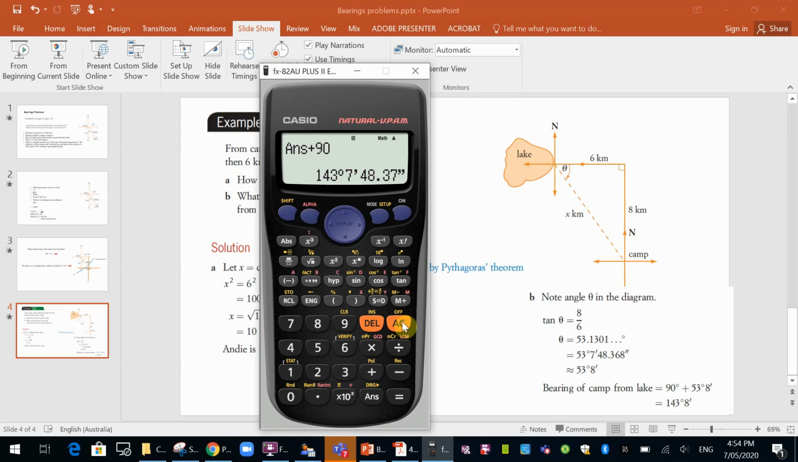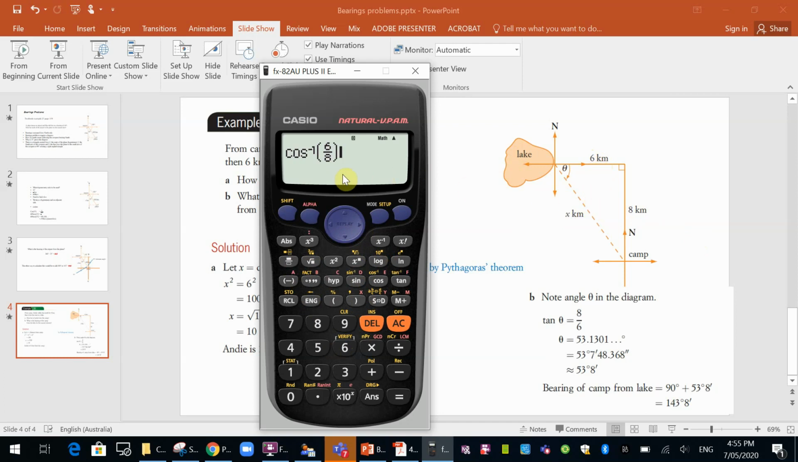Just one more thing. With this, because we know all three sides, 8, 6 and 10, we could use any trig ratio. So I'll just use one more. We'll do cos. Shift and cos. Now cos is adjacent over hypotenuse. Now here's our angle, here's our adjacent, so we need 6 over 10. That should give us the same answer.